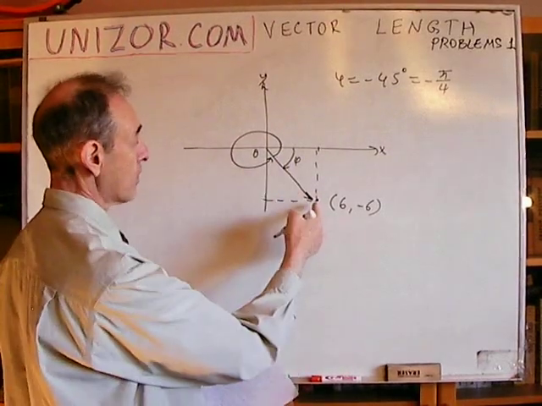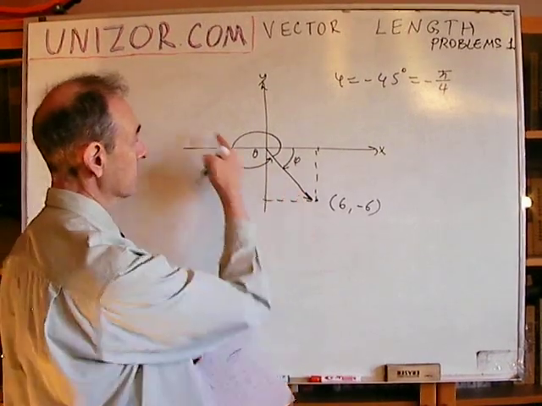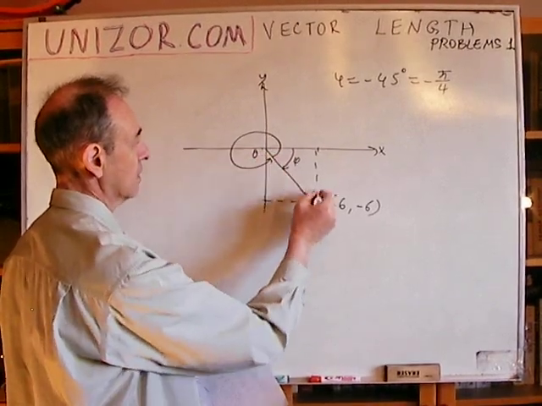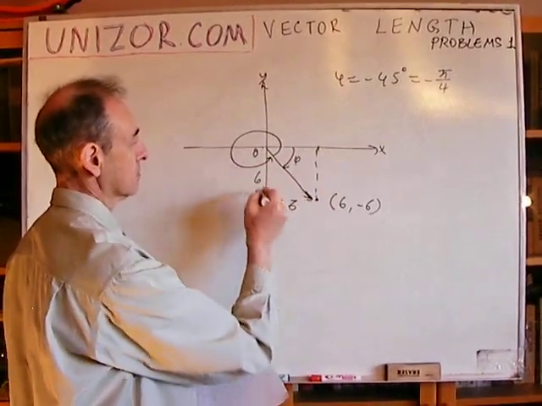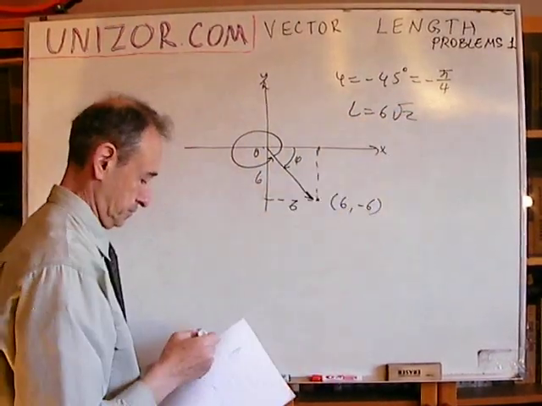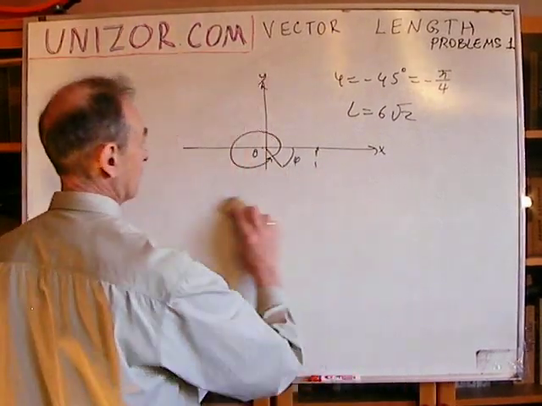And as far as the direction, that's it. Now, as far as the length is concerned, it's exactly the same length as in the previous case, because the lengths of these two catheti are 6 and 6. So you have L is equal to 6 square root of 2. Easy.